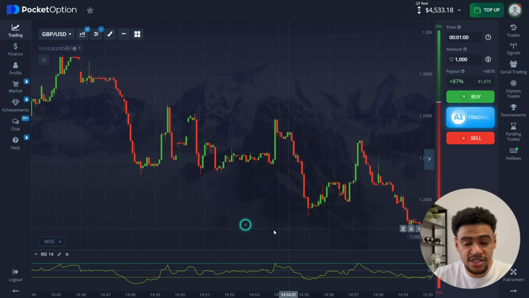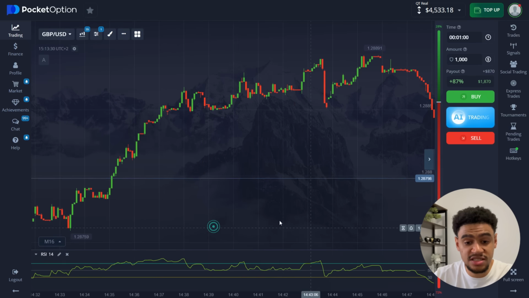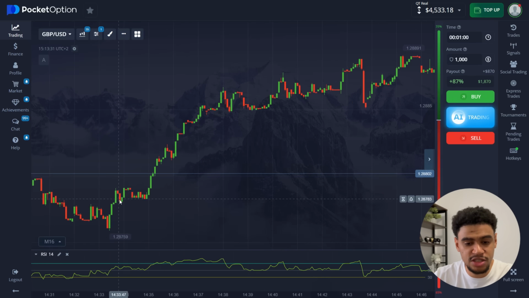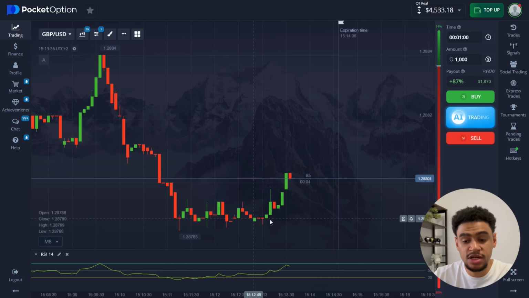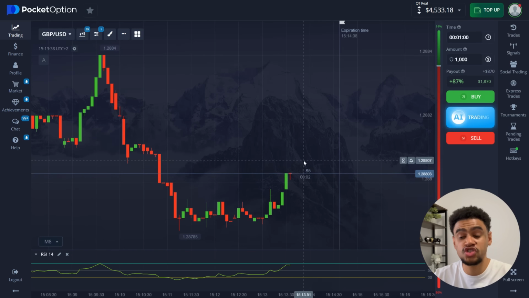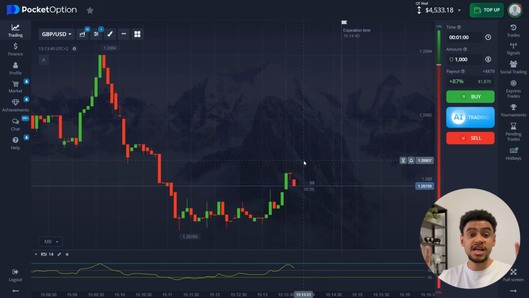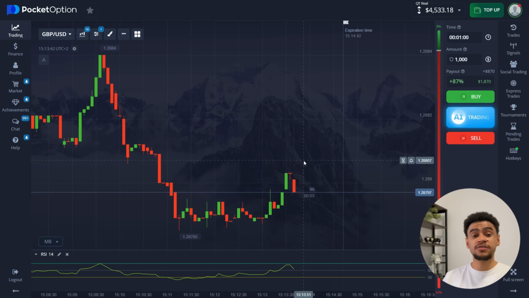This is another thing that we need to learn, support and resistance. But you can see the price has been in this support level for quite some time, and we just simply captured this correction that came in. So just like that, within 2 trades, we've made over 1.5 thousand.